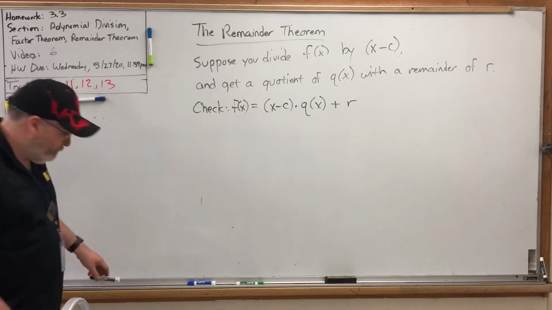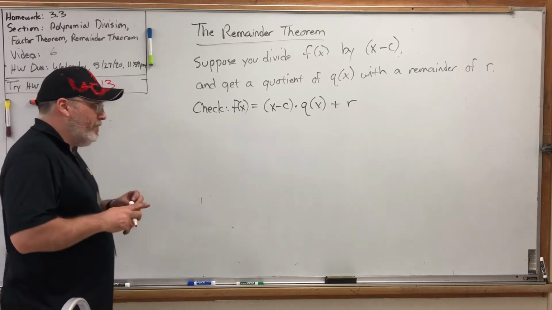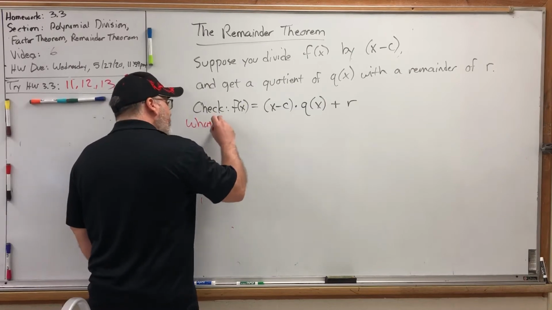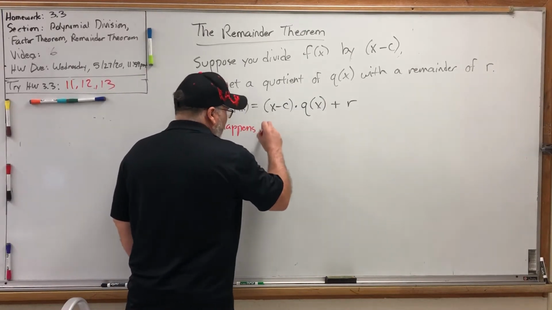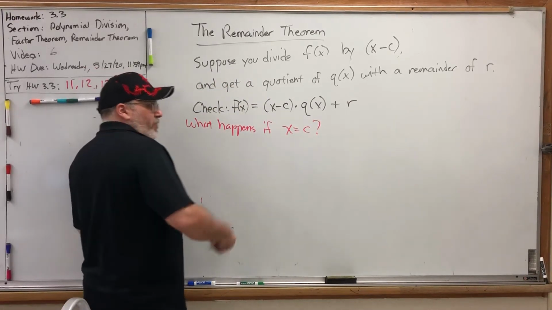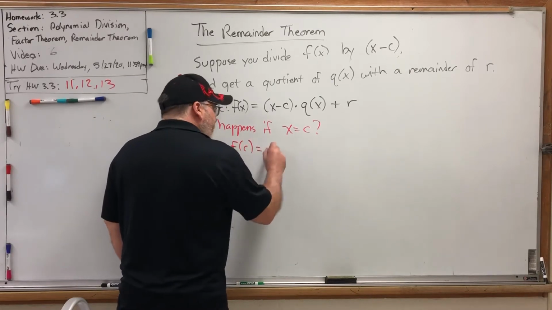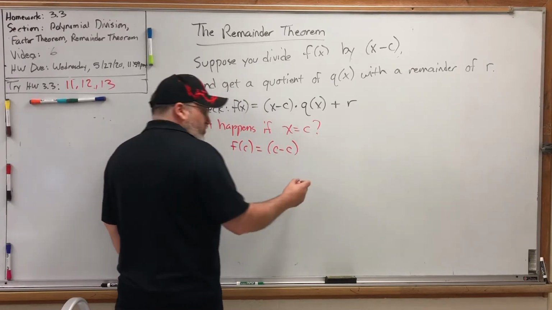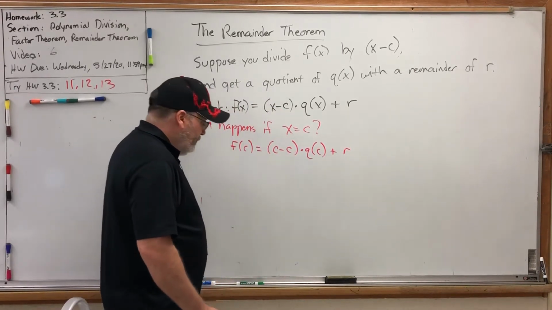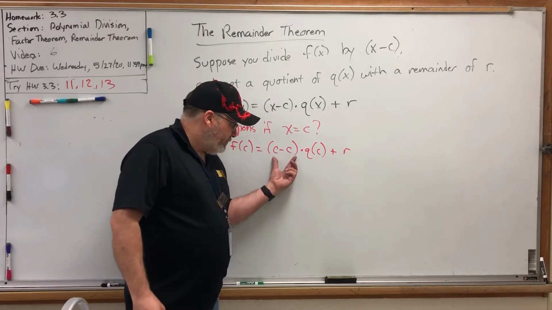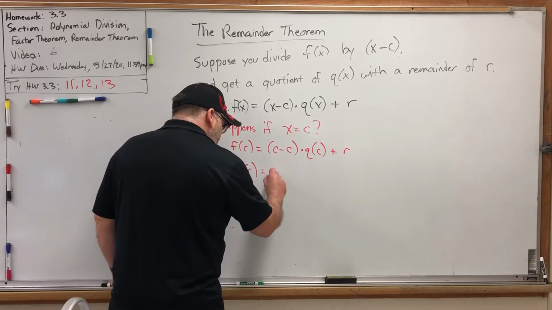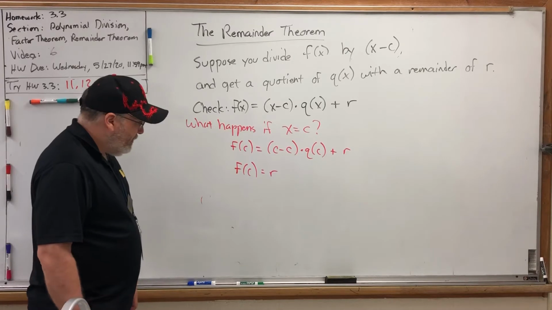So, big deal. Well, remember that x is a variable and we can let it equal any number we want. So what happens if x is equal to c? Well, let's put a c everywhere there's an x. We get f of c equals c minus c, that's just 0, times q of c plus the remainder. Well, this is 0, so 0 times this is still 0, and 0 plus r is just r. And we get f of c equals r.